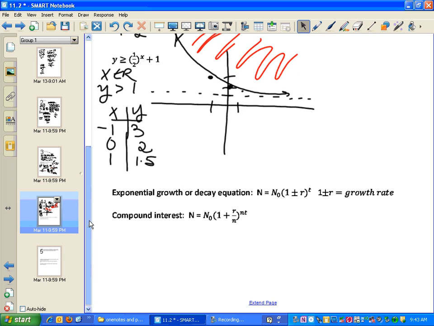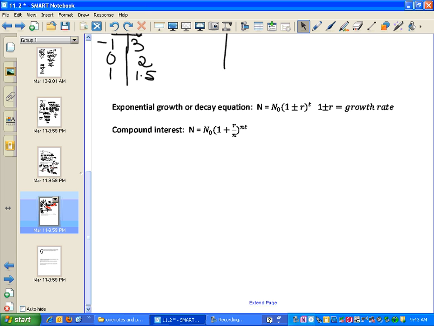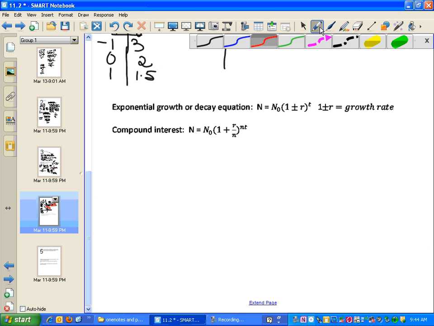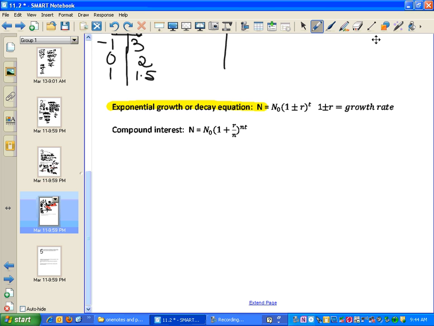All right, so then we talked last year about your growth and decay equations. You need to memorize these. They should be somewhere stuck in the back of your head from last year because you had all of this stuff. And compound interest.